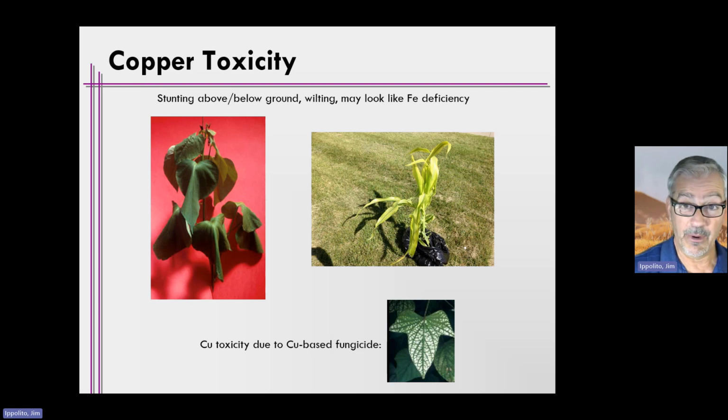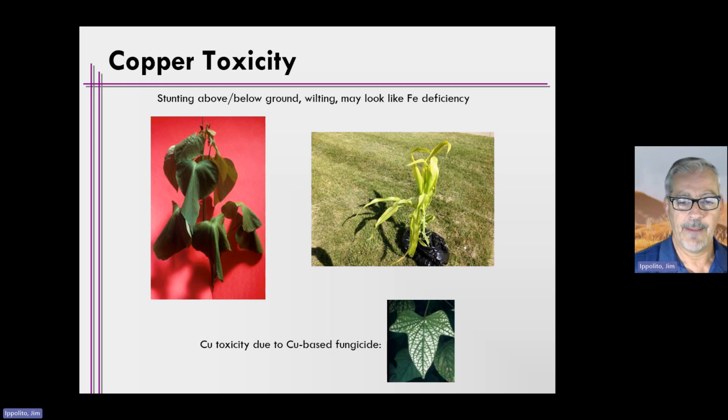In terms of copper, you may see wilting like you see in the picture on the left-hand side. That is a telltale sign of an issue with copper. And it may look like an iron deficiency, like you see in the picture of corn on the right, except for the fact that the deficiency is over the entire plant, and it's not just on the younger leaves.